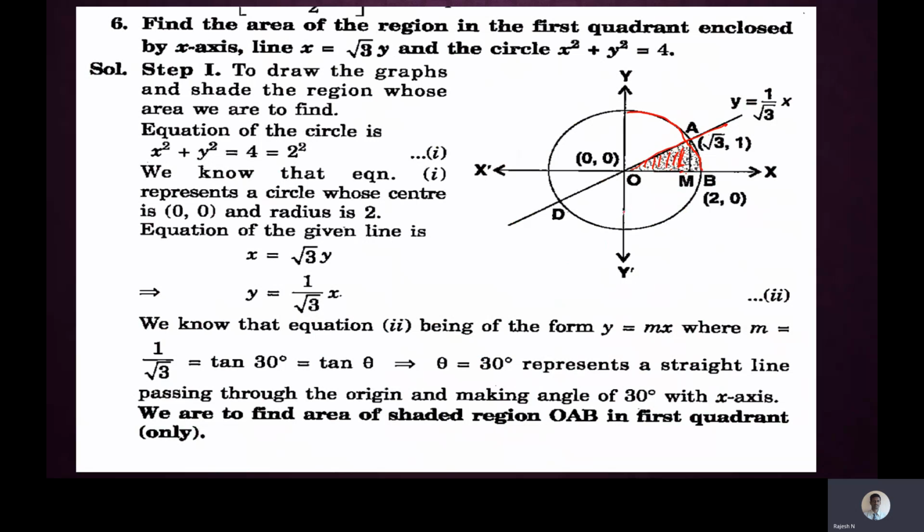Take x squared plus y squared equals 4. Since x equals root 3 y, y equals x by root 3. Now substitute: x squared is 3y squared, so 3y squared plus y squared equals 4, so 4y squared equals 4. This is the first quadrant, so we take only the positive value: y equals 1. If y equals 1, x equals root 3. So the point is (root 3, 1).